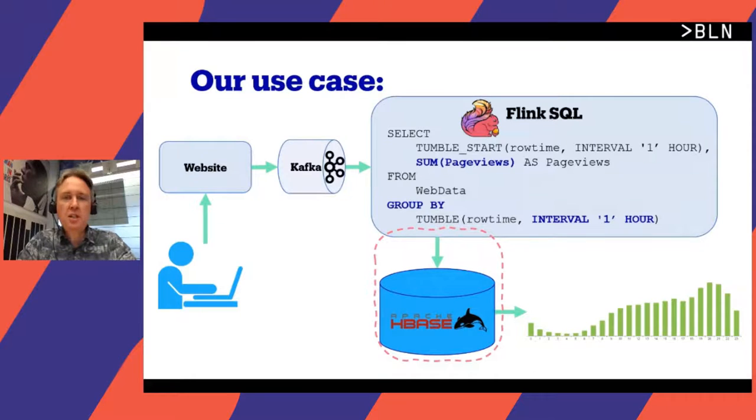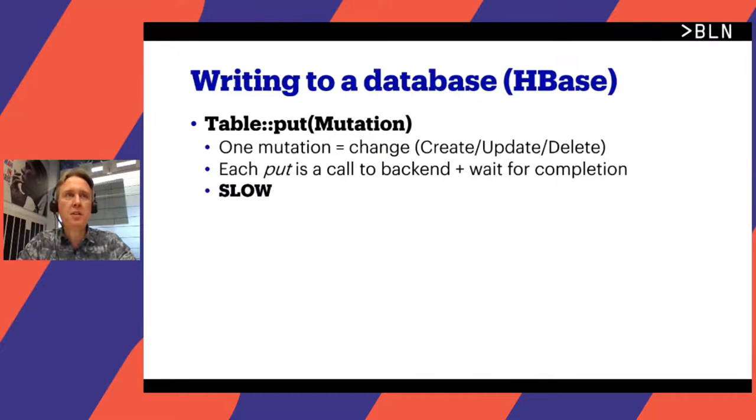If you use HBase, and I'm using this as an example, I truly see that in a lot of other database systems you see similar effects. Writing to a database, you have a method that puts in a single record. Now, in the case of HBase, there is a remote call to the database server that puts that single record in, and you have to wait for the network latency for it to return, which can be quite slow if you have a lot of them.